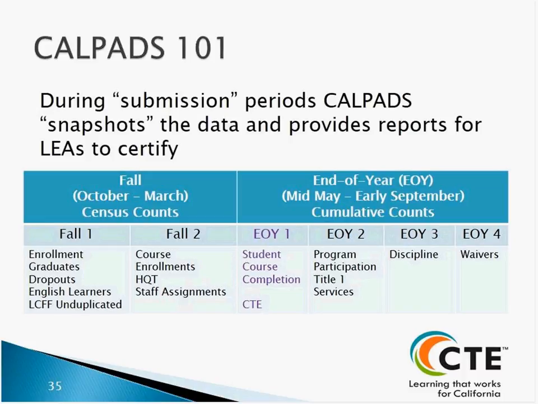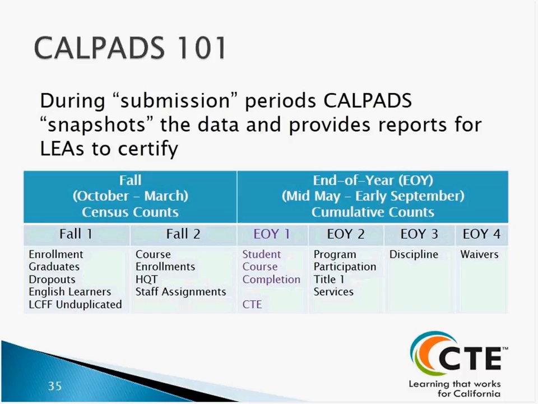There are two main submission periods in CALPADS. One is the fall and one is the end of the year, and they're very different. In the fall, a picture is taken of all the data as it is on Census Day, which is always the first Wednesday in October. That data is shown in certification reports. You look at those reports, and once you're happy with them, you certify the data, and at that point it's frozen. Your certified data becomes your official data.